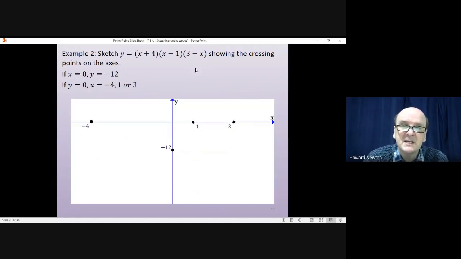And as we said, it's an upside down cubic, this one. If you multiply out the brackets, you'll get minus x cubed. So it's going to start up at plus infinity, come down to minus 4, go underneath the x-axis, back up again, and then head down towards minus infinity. So it'll look something like that.